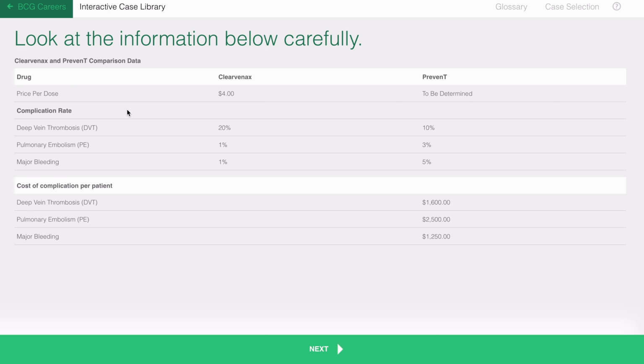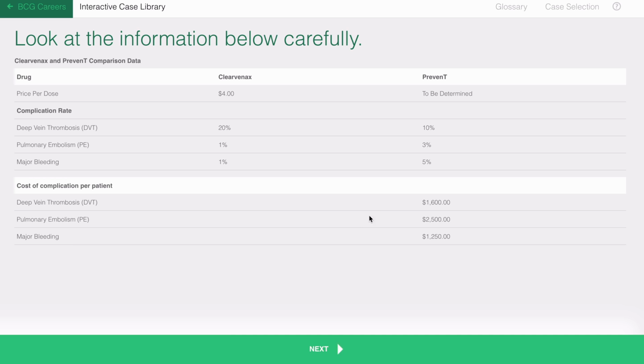The next rows show the complication rate for 3 different, looks like, symptoms or complications. We have DVT, pulmonary embolism, and major bleeding. So Clearvanax, the complication rate's 20%, Prevent T is 10%. So Prevent T does much better at preventing complications for DVT. However, it looks like for pulmonary embolism and major bleeding, the complication rate for Prevent T is actually higher than that of Clearvanax. So Prevent T is only better at DVT and worse at preventing complications for PE and major bleeding.